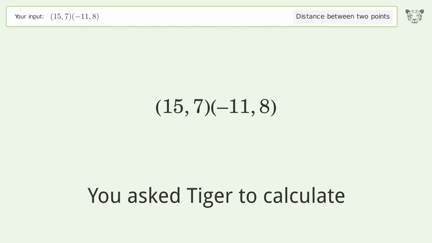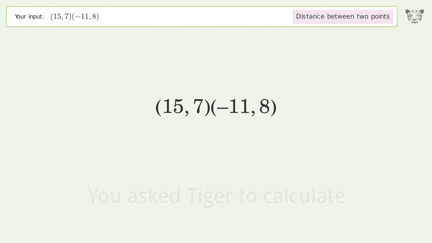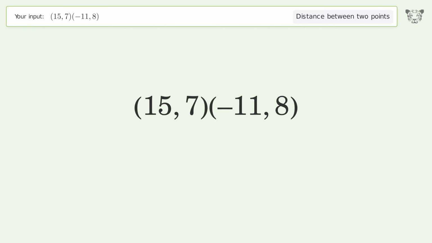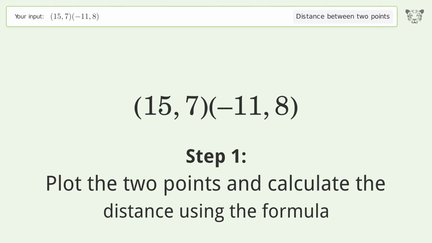You ask Tiger to calculate. This deals with the distance between 2 points. The distance between the 2 points is the square root of 677, or 26.019. Let's solve it step by step. Plot the 2 points and calculate the distance using the formula.